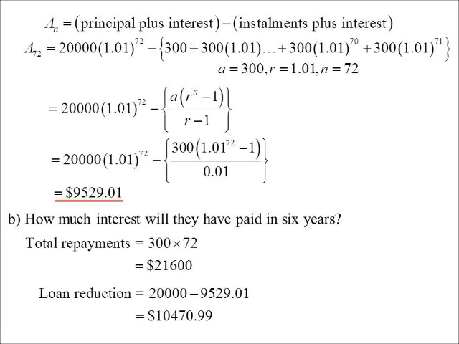So I've given them $21,600, but the loan's only been reduced by $10,470. That difference must be the interest that I've paid. That was the cost of the loan. And so that difference is, there it is, $11,129 I've paid in interest after 6 years. Quite a lot when you think about it for a $20,000 loan. But then the interest rate was reasonably high.